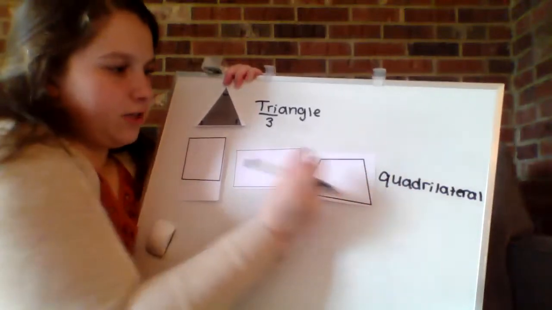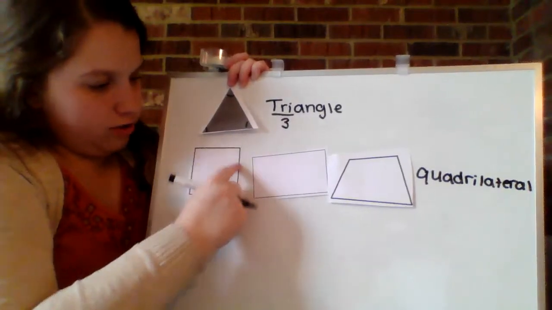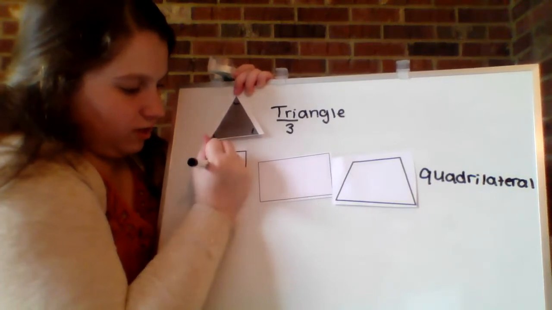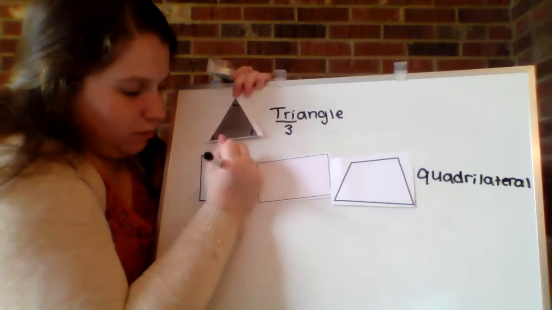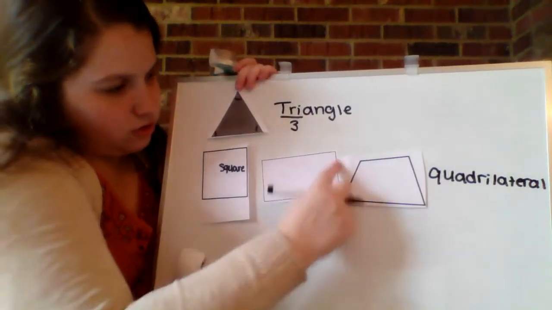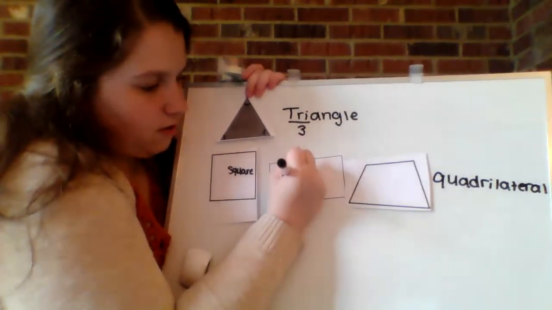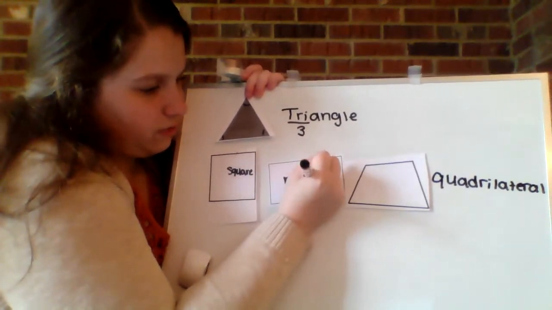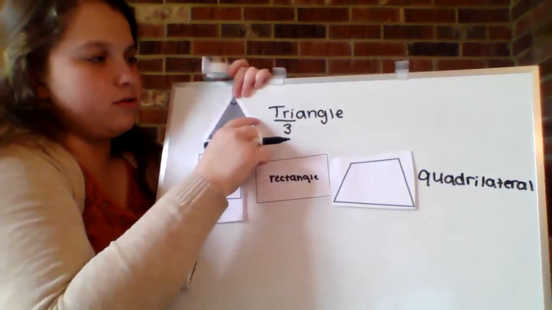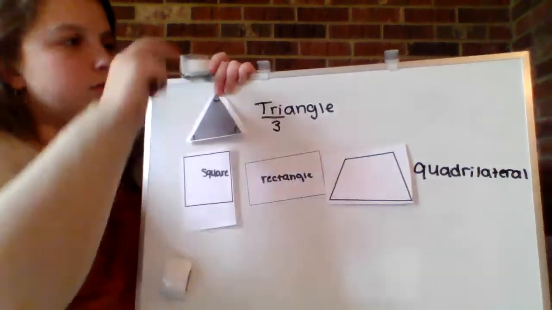Quadrilateral. A quadrilateral has 4 sides. Now, if its sides are all the same length, like in this shape, we know this shape is called a square. So this is a special kind of quadrilateral called a square. If just 2 sides are the same like this, we call this a rectangle. So we have quadrilaterals, which are 4-sided shapes. We have triangles, which are three-sided shapes, but sometimes we have special names for our quadrilaterals.